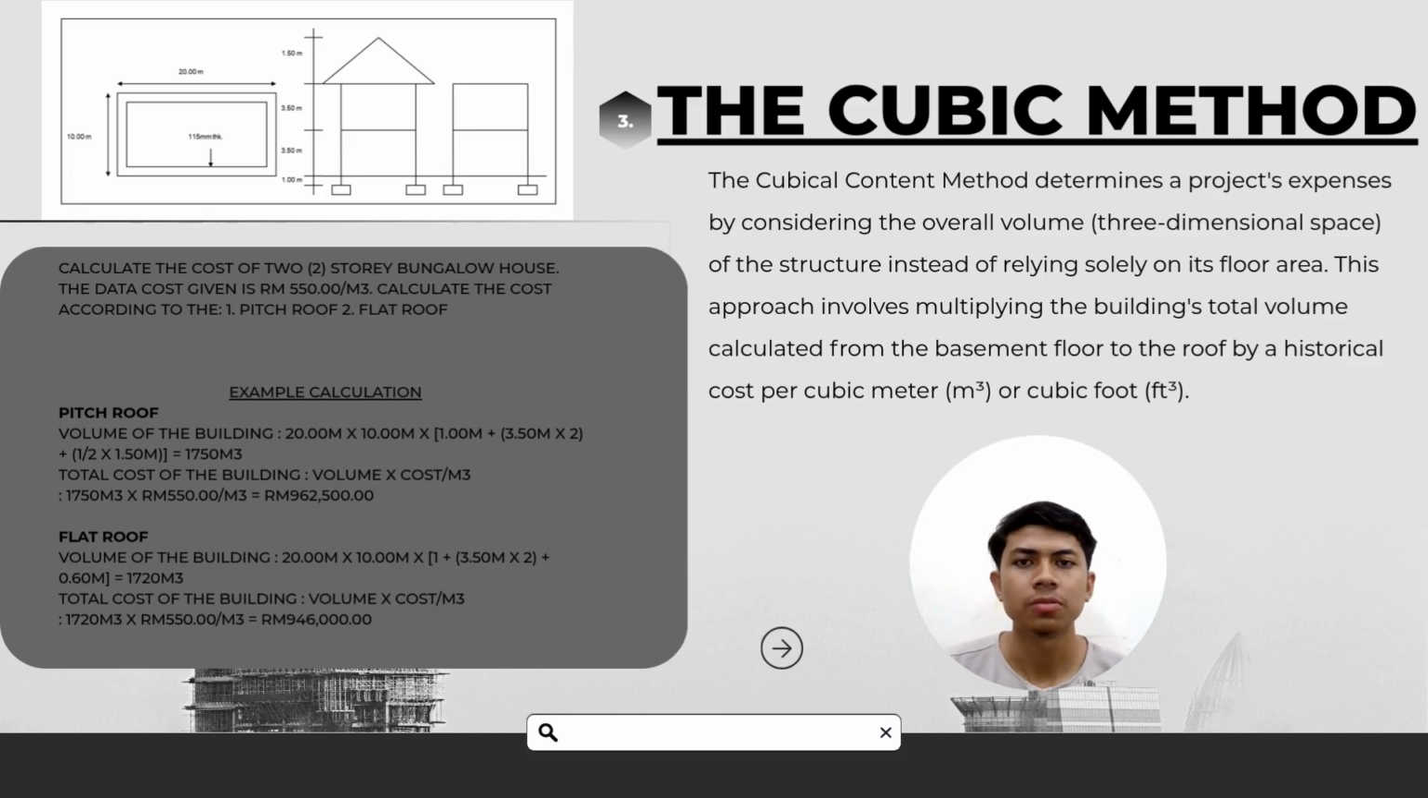Okay, for the third one, we have the cubic method. Instead of using floor area, this method estimates cost based on the total building volume. It is suitable for buildings with different ceiling heights, such as warehouses and halls. The presentation also shows an example comparing a pitch roof and a flat roof, where the estimated costs are RM 962,500 and RM 946,000 respectively.